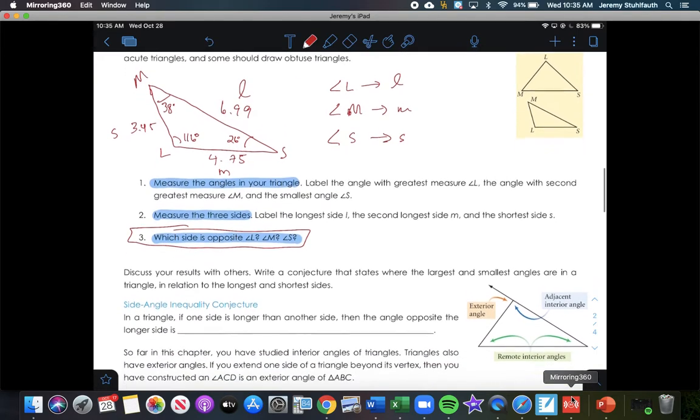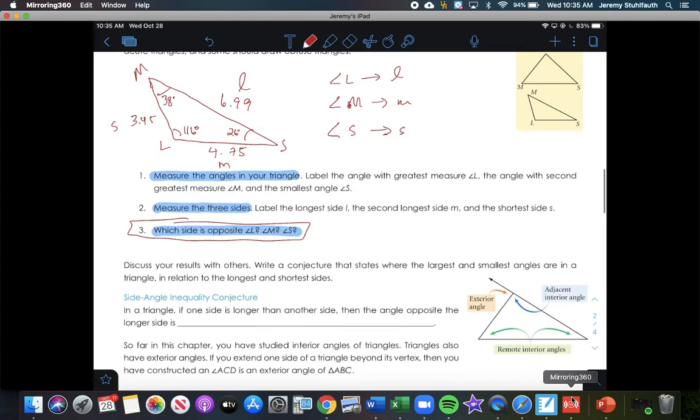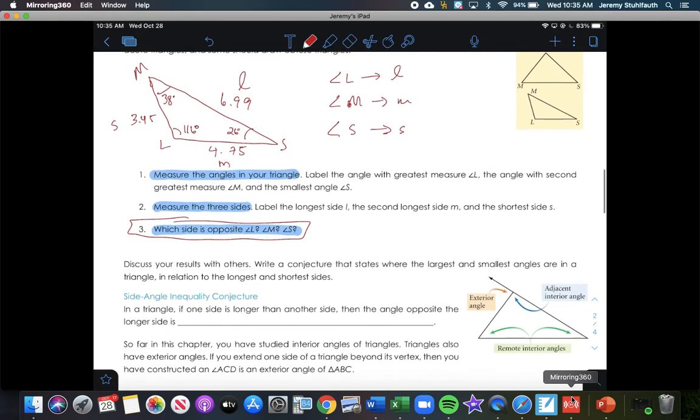So what we can say here is we have this side-angle inequality conjecture. It says in a triangle, if one side is longer than another side, then the angle opposite the longer side is greater than, or is larger than, the angle opposite the shorter side.